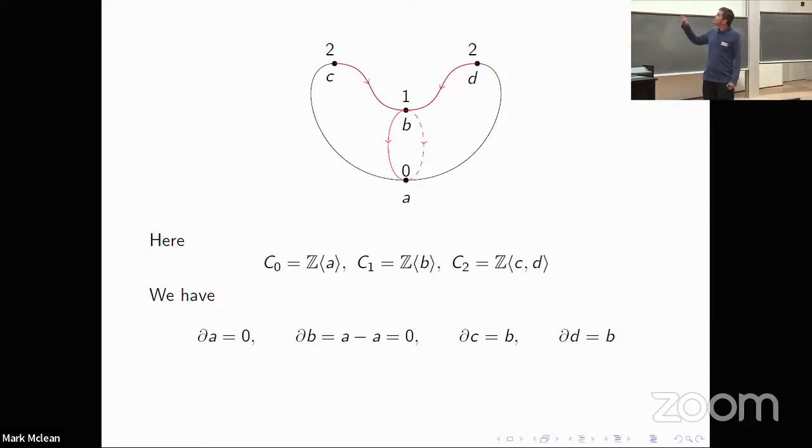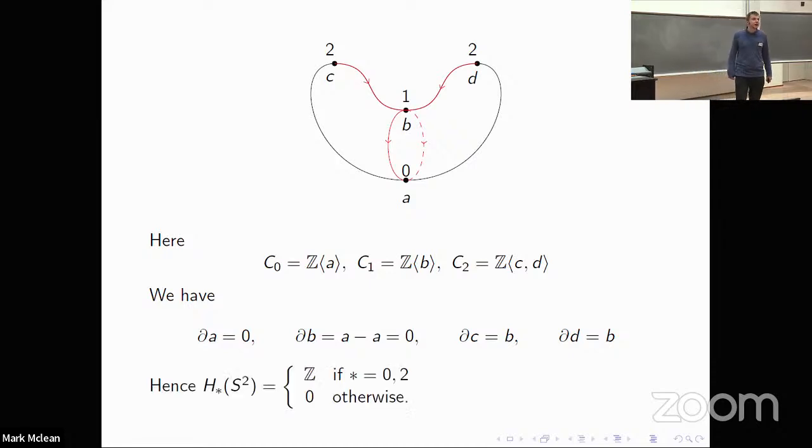And then there's one flow line from C to B and one flow line from D to B. So d of C is B and d of D is B. And so when you compute the homology, you get the homology of the two-sphere. Great. So that's Morse homology. And now we need to go to Floer homology.